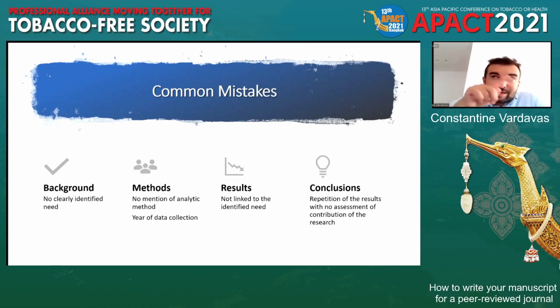Results must link to the gap. Remember, the introduction has the gap, and the results show what this gap is. So we've got to make sure that the aim is linked to the results of the study, and the conclusions should not be a repetition of the results, but should give that interpretation. What are the implications? That should be the conclusion of the abstract.